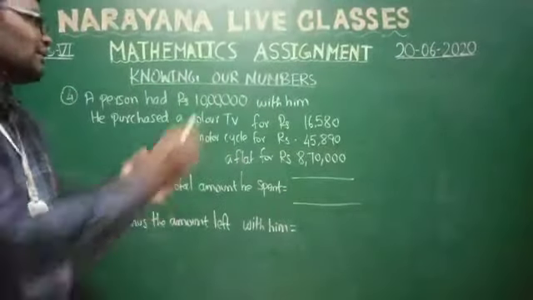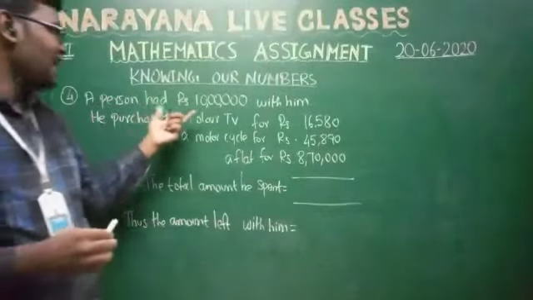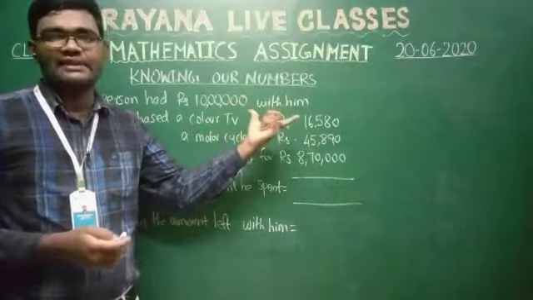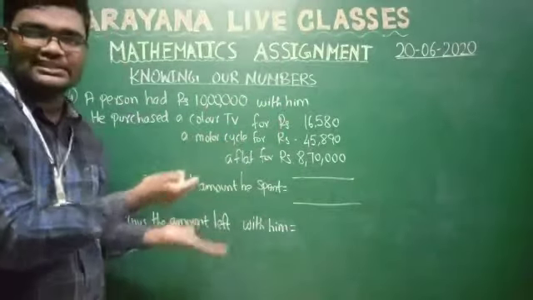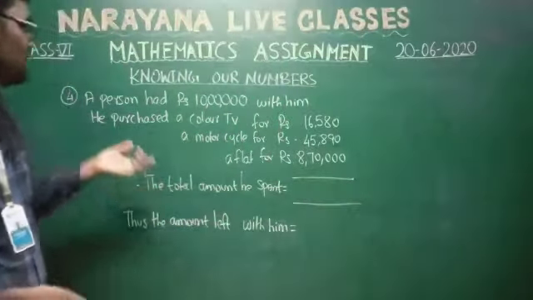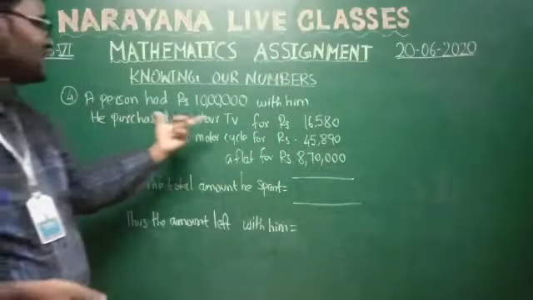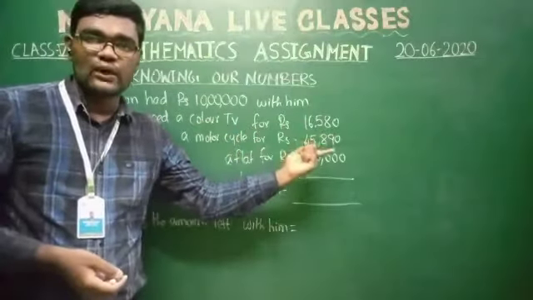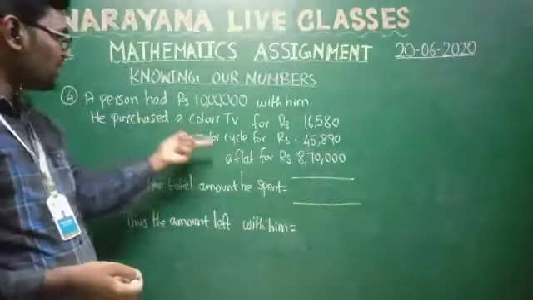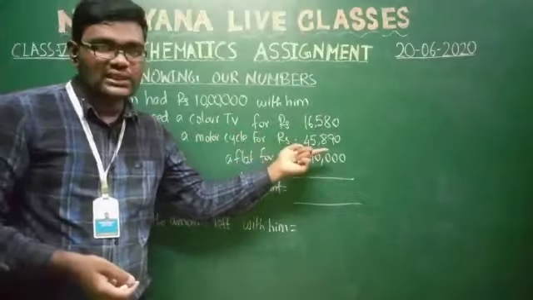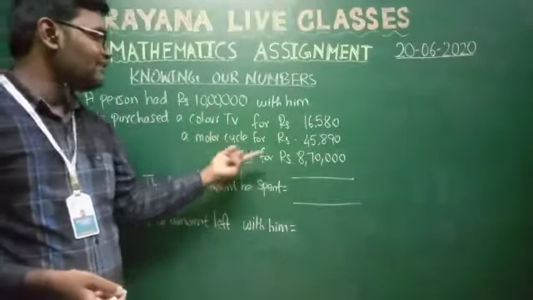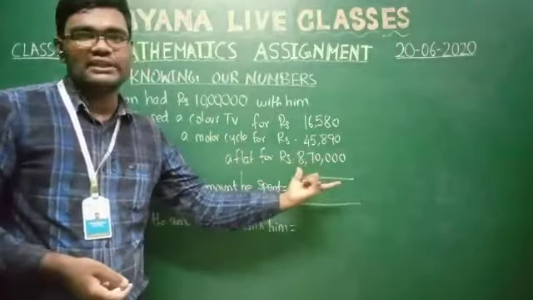Now we'll discuss the fourth problem, students. A person had rupees 10 lakh with him. I have written the problem in a very easy manner. You can understand step by step. A person had rupees 10 lakh with him. He purchased a color TV for rupees 16,580, a motorcycle for rupees 45,890 and a flat for rupees 8,70,000.